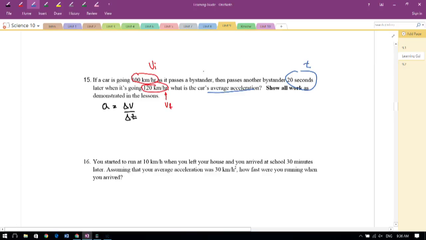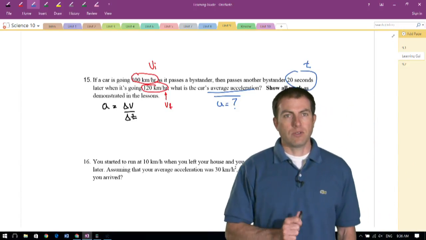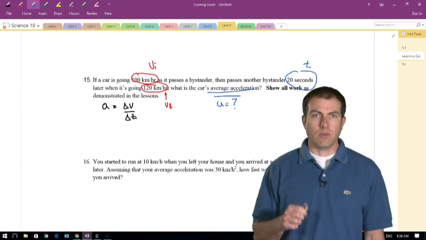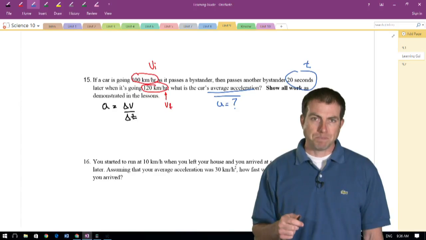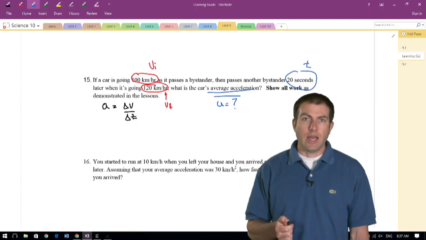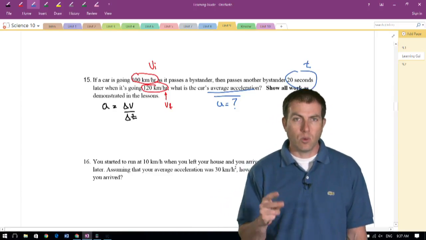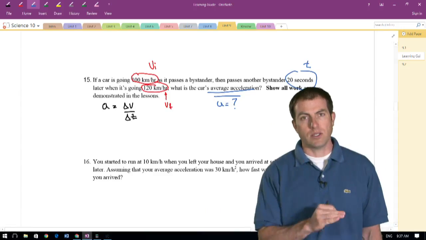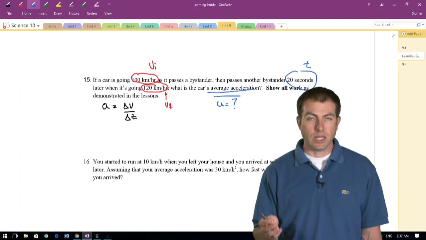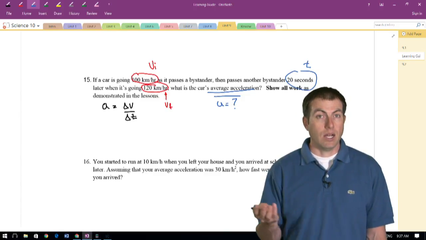It says, what is the car's average acceleration? So that's what we're trying to solve for, which wouldn't be terribly difficult, but if we look really carefully at the units in the problem, we have two velocities in kilometers per hour, 100 and 120, and then we have a time in seconds. And the time in seconds is the tricky bit because our units have to match up. So we can do two things. We could either convert our velocity into meters per second, or we could convert our time into hours.